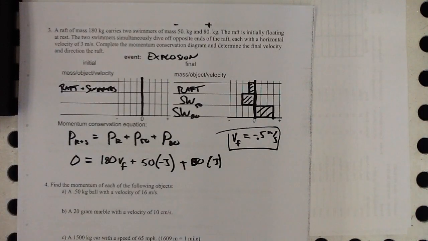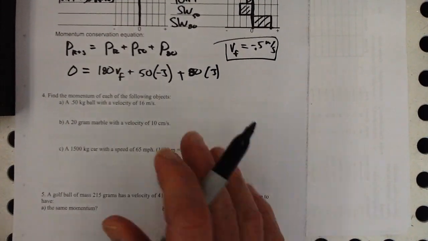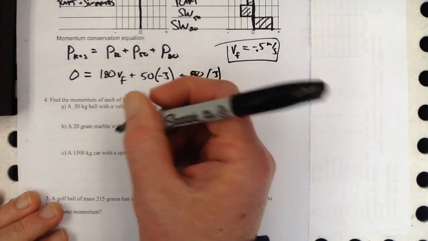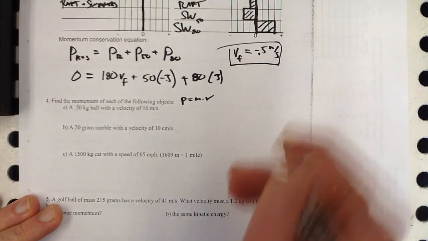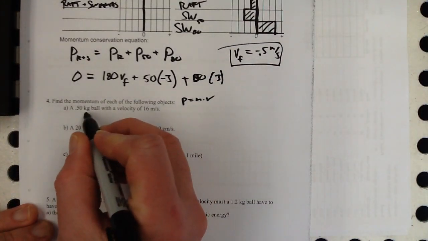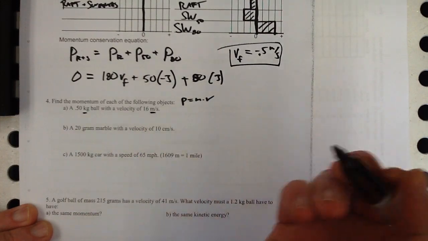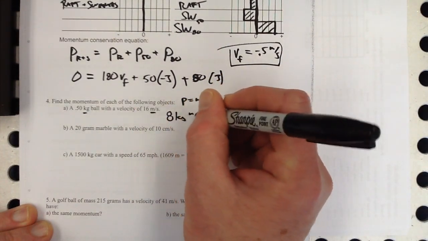All right, cruising right along. Find the momentum of each of the following objects. Okay, should be easy enough. Momentum is equal to mass times velocity. Gotta have things in the right units, though. So a 50 kilogram ball, that's the right units, and that's the right units. Okay, so I just multiply those together. 8 kilogram meters per second.